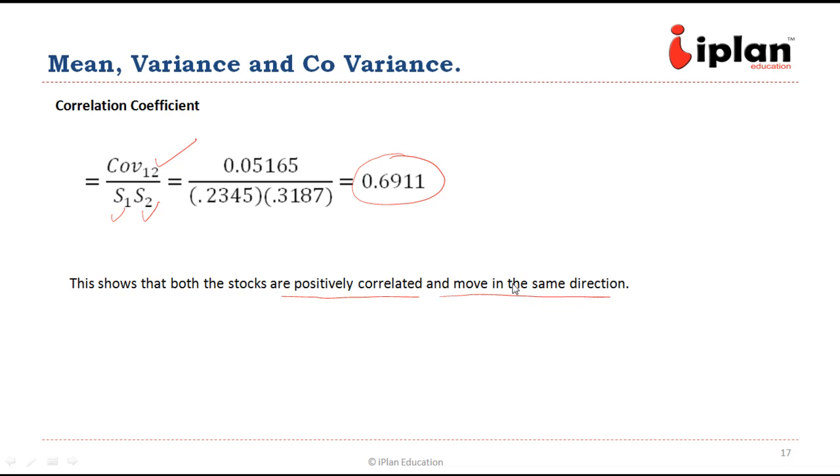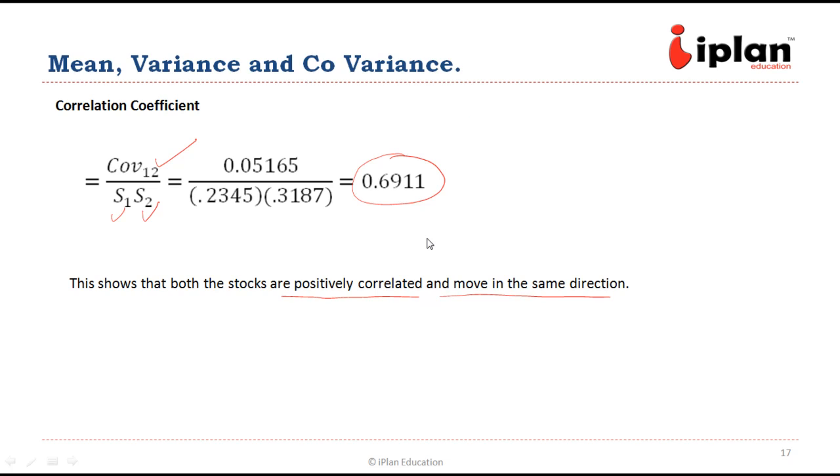So we can expect that if one is moving positively, the second should also follow. And if one stock is losing, it is more likely that another one will also lose. Let us move to the next slide.